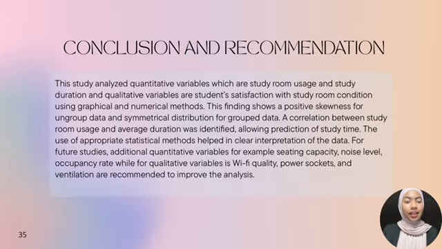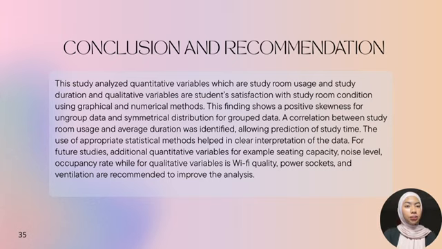For the conclusion, this study analyzed both quantitative and qualitative variables related to study room usage. The quantitative variables included frequency of usage and average study duration, while the qualitative variable focused on student satisfaction with the study room condition. Using graphical and numerical methods, the results show that ungrouped data were positively skewed, whereas grouped data followed a symmetrical distribution. The findings also revealed a correlation between study room usage and average study duration, which allowed the prediction of student study time. In addition, the statistical methods used in this study helped to present and interpret the data clearly and effectively.